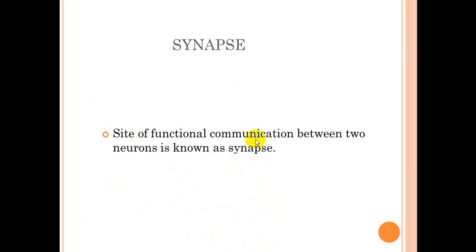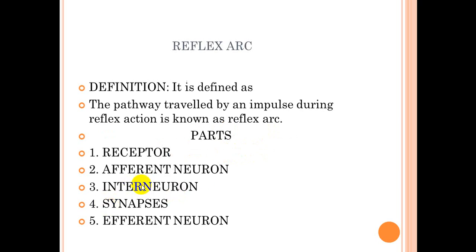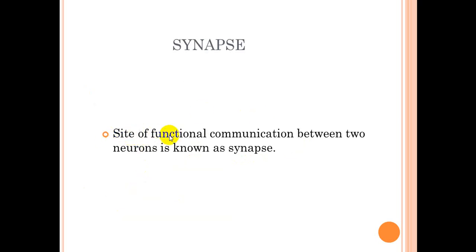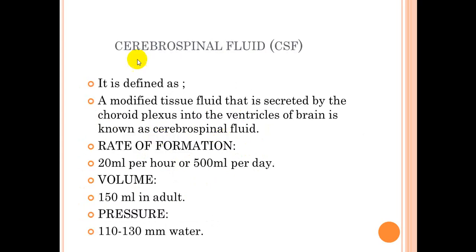Synapse is the site of functional communication between two neurons, known as synapse. क्योंकि यहाँ पे synapse का जिक्र आए तो this is the definition of synapse, दो neurons के दरमियान जो functional communication होता है, that is known as synapse.